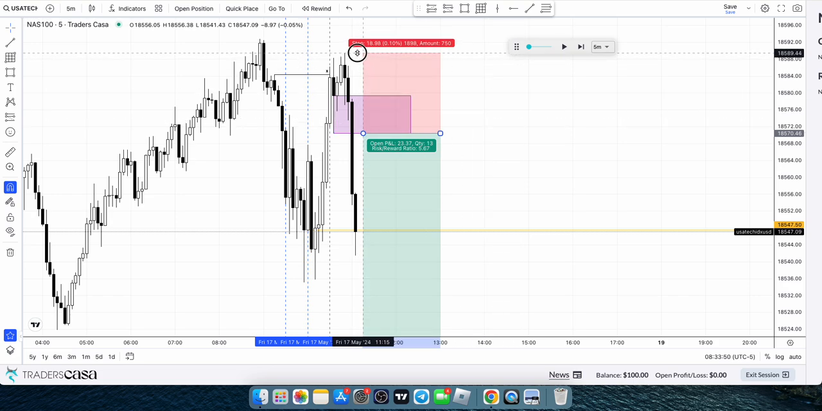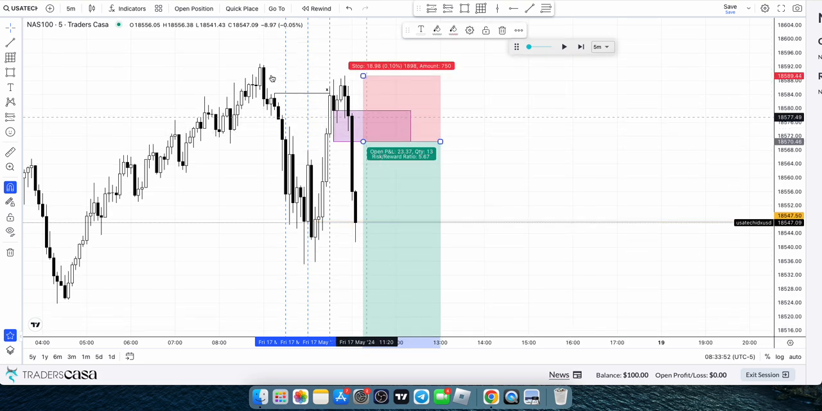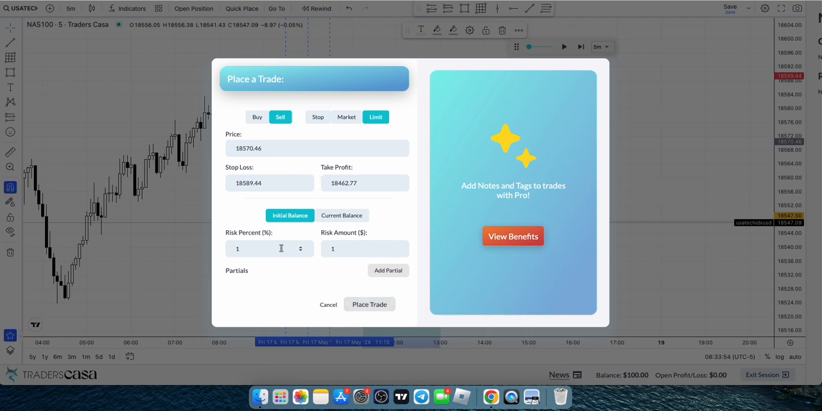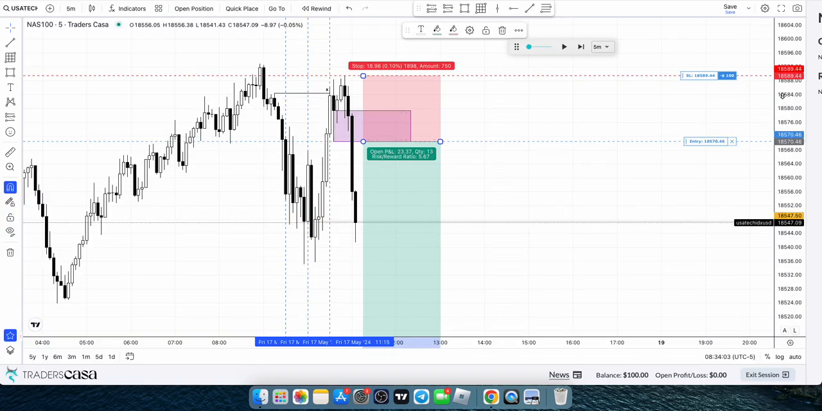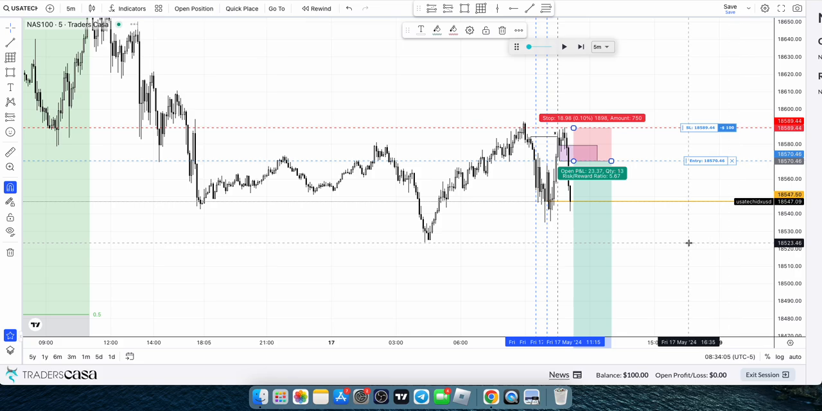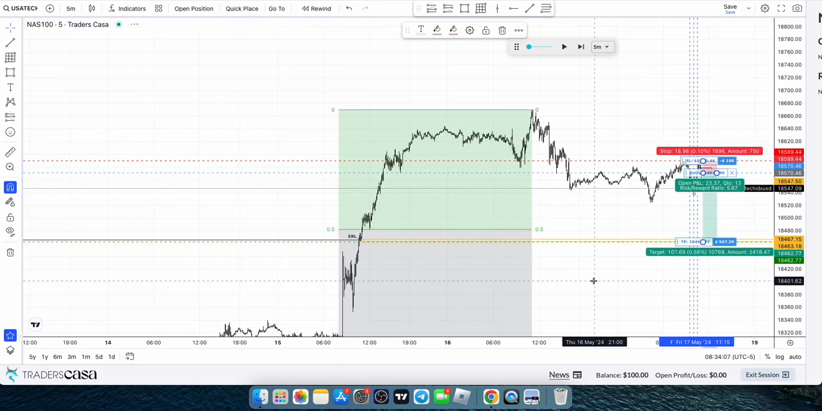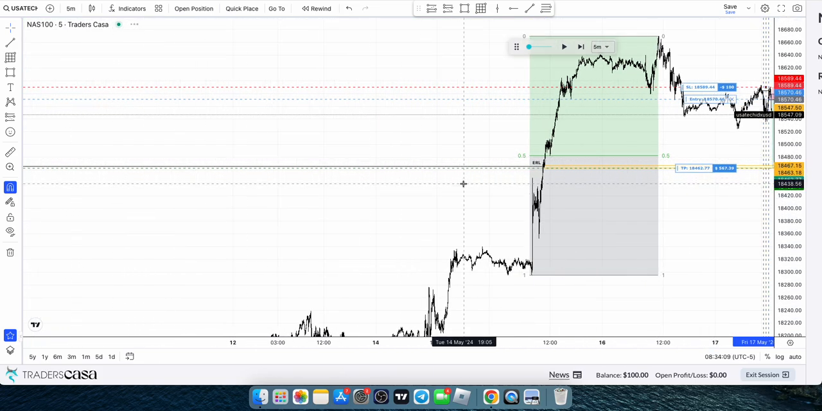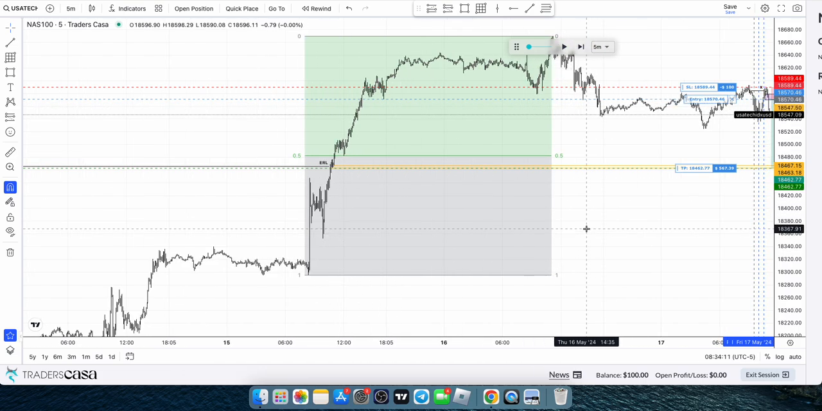There we go. And we put our limits on. Let's just full pull our whole account. Oh, I've only got 100 in there. Fairs. So essentially what we've done is we've got our draw on liquidity. We've taken out ERL, meaning we're going to come lower.